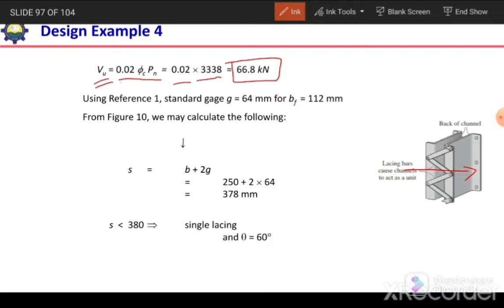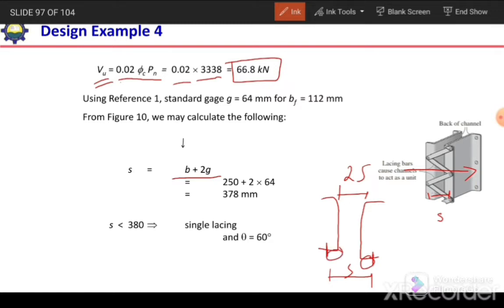Okay, after that we need to calculate the distance between the holes, which is equal to S. So this S is equal to B plus 2G when the channel sections are connected back to back. So the distance between these rivet points is equal to S, and it is equal to the distance between the webs, which is 250, plus the gauge distance on this side as well as the gauge distance on this side.